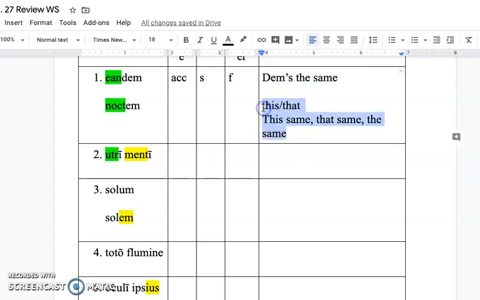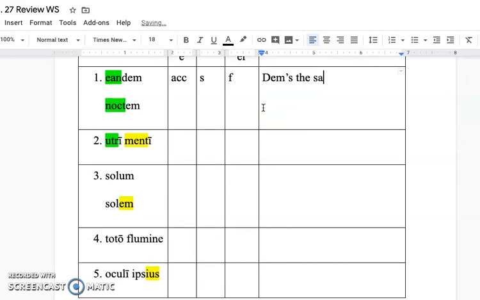Okay, so when I'm translating this in the accusative, let's think about what we're going to need. Because it's accusative, we don't need any kind of preposition. So again, you could use this same, the same, or that same. And then after that, I would just add the translation for noctem, which is night. So the same night.